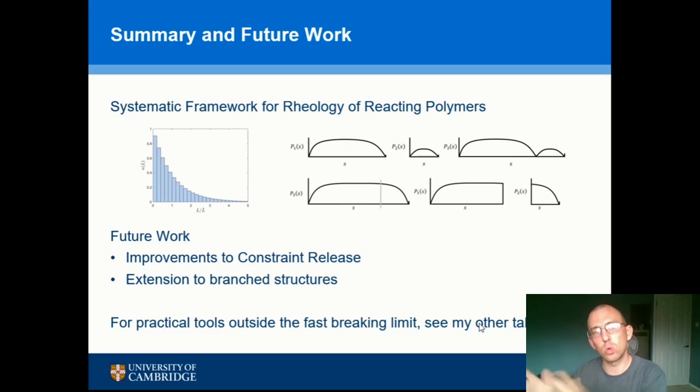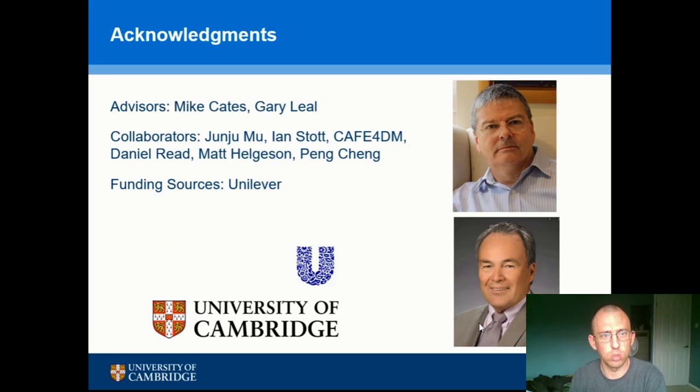And in future work, we hope to be able to extend this to branch structures, and we'd also like to look at improvements to the way that constraint release terms, convective constraint release, thermal constraint release, are modeled in things like the GLaMM model, because the way it's done currently may have a number of problems. So if you're interested in practical tools outside of the fast breaking limit, this talk took a particular interest in the fast breaking limit, where these asymptotic tools and the boundary layer methods work really nicely. But if you're interested in those other tools, I would encourage you to come and see my other talk as well.